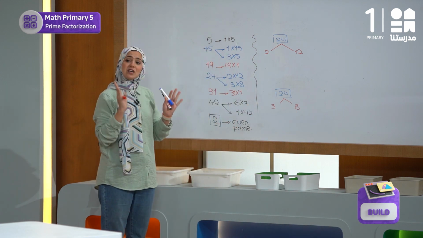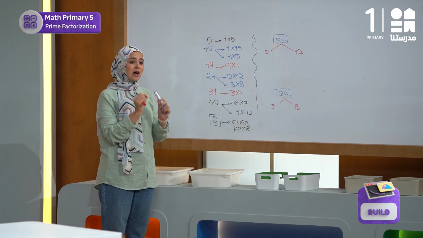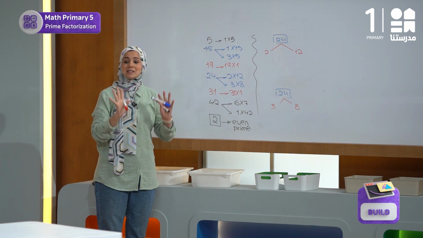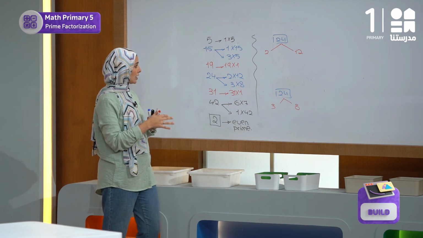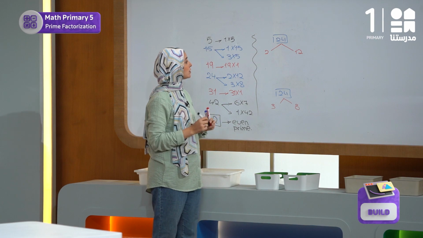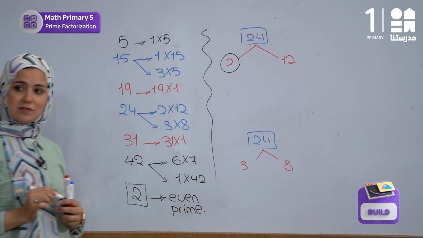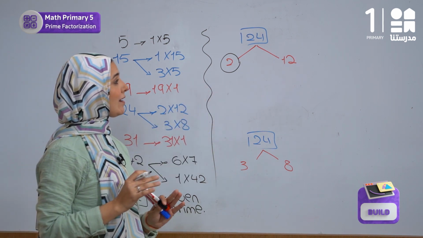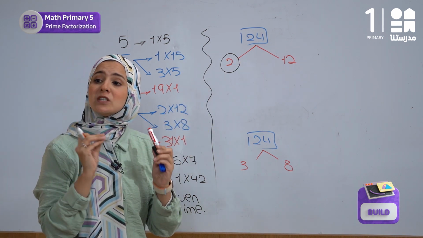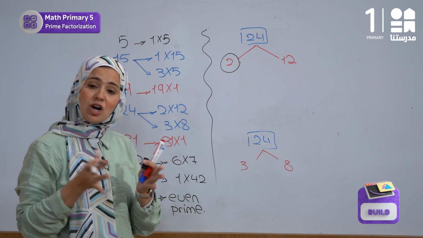Now, one of the nice things to do is to find the prime factors of a number. This is the method. Now, what do I do? I ask myself this important question. Since 2 is a prime number, I will circle it. Now, when I go to 12, 12 is a composite number. This means that it has other factors.